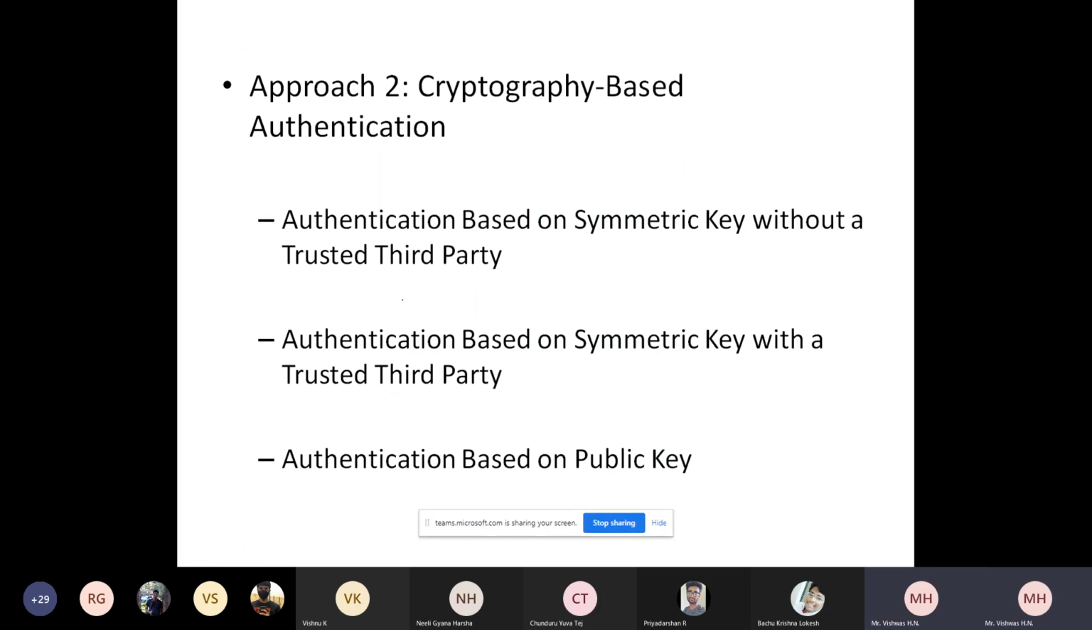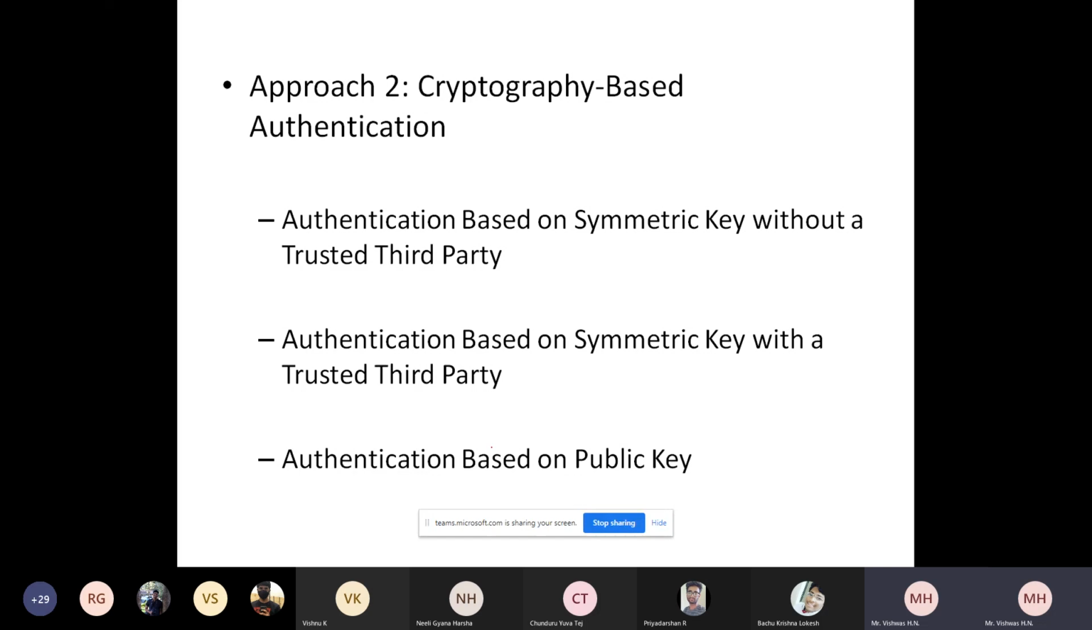Okay, so the next one, the last one in cryptography based authentication, is authentication based on public keys. Is that clear? So this is a new thing. We have already seen symmetric keys, but there is something called asymmetric keys also. What are asymmetric keys? For encrypting and decrypting, you are going to use two different keys. Is that clear? How will it happen?